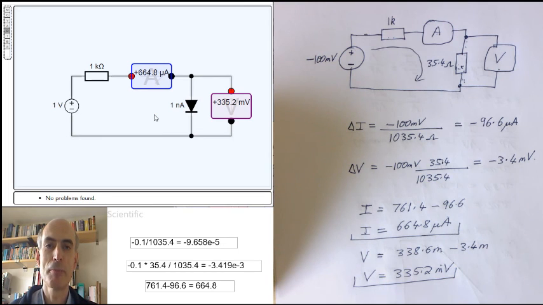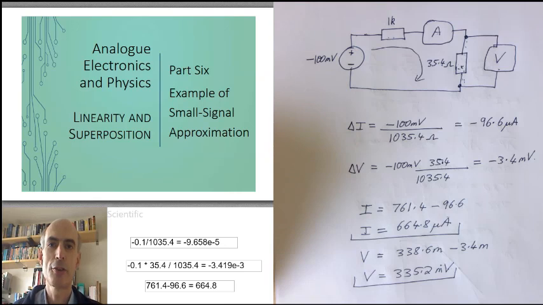It's a very common and a very useful technique. And that brings us to the end of this series of talks about linearity and superposition.